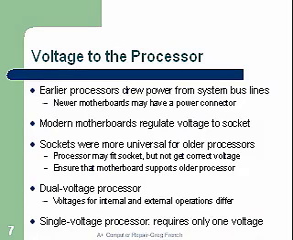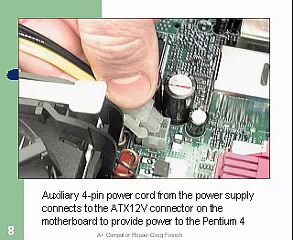Here's that connection. You see right back here we've got a yellow and a black wire. The yellow is our 12 volt. Black would be the return. And this is the newer type Pentium 4, but all the newer processors today have this extra connection. Auxiliary 4-pin power cord from the power supply to the 12 volt on the board.